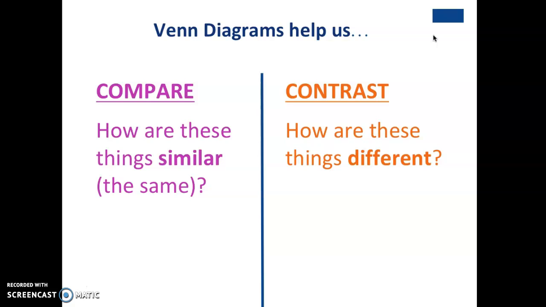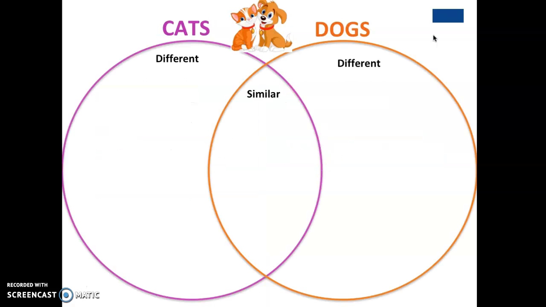So my first example is going to be a very easy one that should be familiar to most people, and that is the difference and similarities between cats and dogs. So when you create a Venn diagram, one circle is going to be that topic. So my pink circle is about cats, and my orange circle is about dogs. So in their own separate circles, these are the things that are different between cats and dogs. In the middle, where the pink and orange overlap, is where I have similar things. So how are cats and dogs alike?